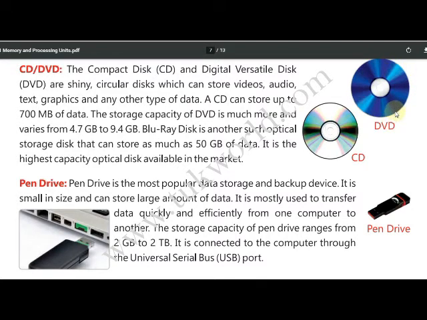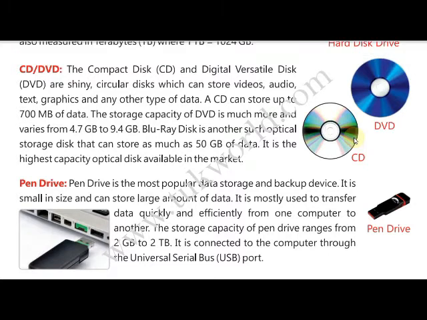Okay, and to read or to write data from CD or DVD, we use a DVD-ROM or CD-ROM. To read data from CD, we use the CD-ROM. What about DVD? We use the DVD-ROM or DVD writer. Okay, you can read and write data to and from DVD or CD.